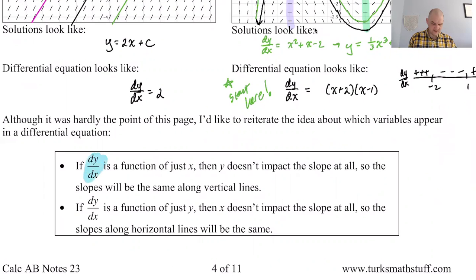If dy/dx is a function of x, then y doesn't impact the slope. So along vertical lines, you get the same slope. That's an idea that we're going to hammer in a lot. If dy/dx is just a function of y, x doesn't impact the slope. So if you move left and right, nothing's going to happen. The slopes along horizontal lines are always going to be the same. We're just bouncing back to stuff from a previous page.